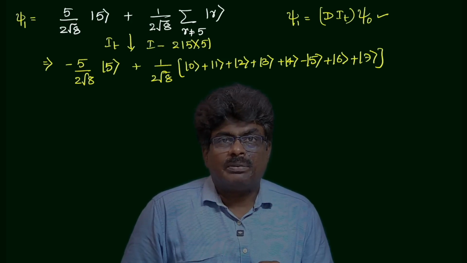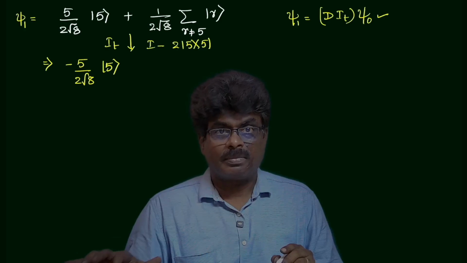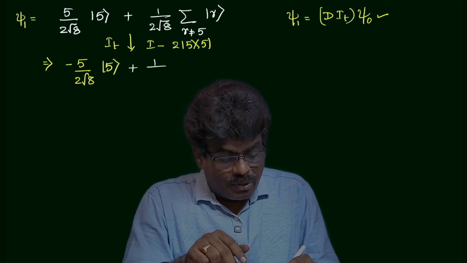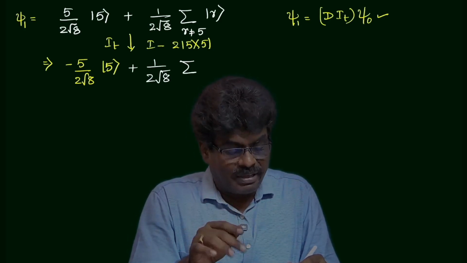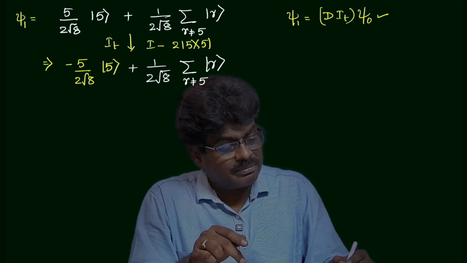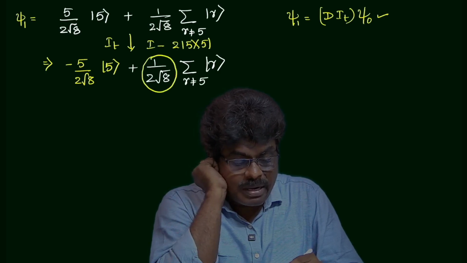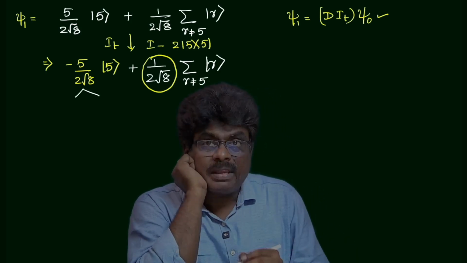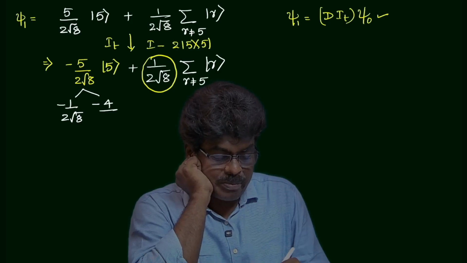So here what we are doing is, oh, one minute. I'm extremely sorry. So here this is 1 over 2 root 8. These are the remaining states. There is no 5. I'm extremely sorry. So these are the remaining states, r not equal to 5. Now the remaining state amplitudes are 1 by 2 root 8. Carefully observe. And now I'm going to split this as minus 1 by 2 root 8 and minus 4 by 2 root 8.